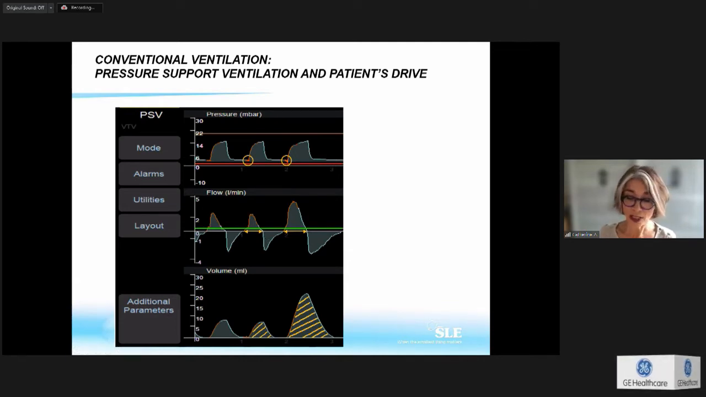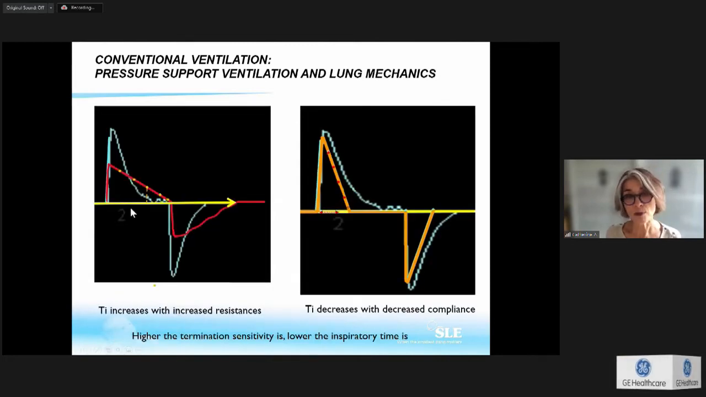If I ask you to take a deep breath, automatically you will see that the flow is going higher, and automatically your inspiratory time will be longer. So here you allow the patient to control his inspiratory time. It's very interesting and it's physiological. But also what is important, you remember the time constant I mentioned to you. The time that you need to deliver the breath will depend on your resistances and your compliance.